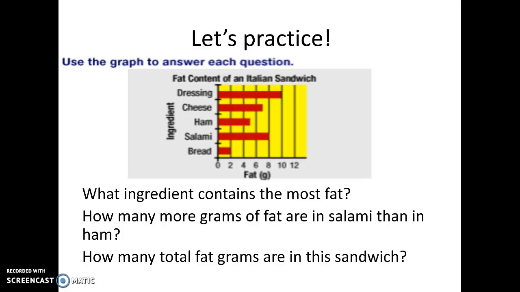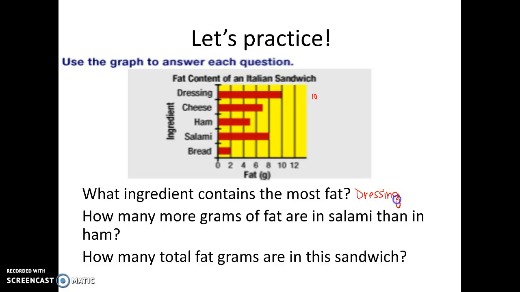So let's look at this practice one. Use the graph to answer each question. So it has fat content of an Italian sandwich. The sandwich has dressing, cheese, ham, salami, and bread. So what ingredient contains the most fat? So fat is at the bottom, so I'm going to look at the graph that goes out the furthest. And I see that the one with the most is dressing at 10 grams of fat.